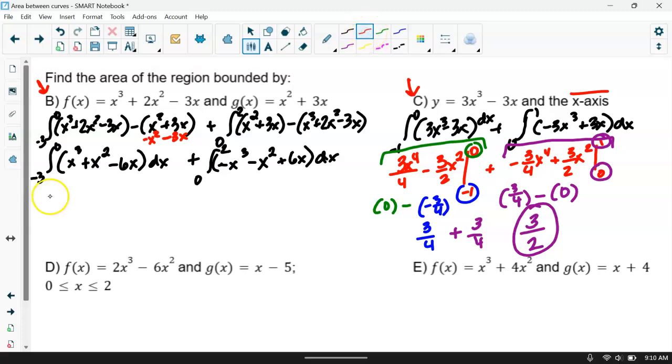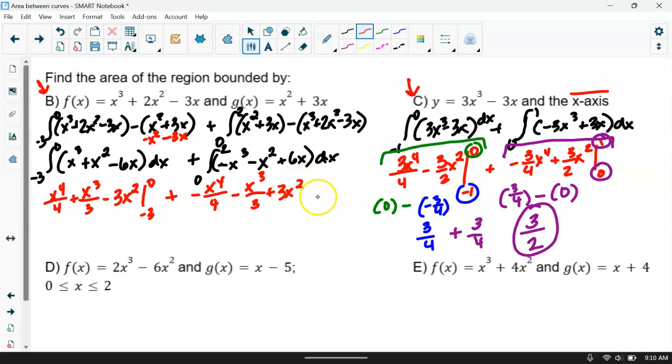And here we go. So here you should have x to the 4th over 4 plus x to the 3rd over 3 minus 3x squared from -3 to 0. Then remember, we're going to add to that negative x to the 4th over 4 minus x to the 3rd over 3 plus 3x squared from 0 to 2. Now again, practice the substitution. Substitute x with 0.